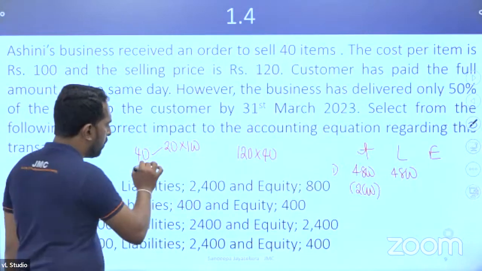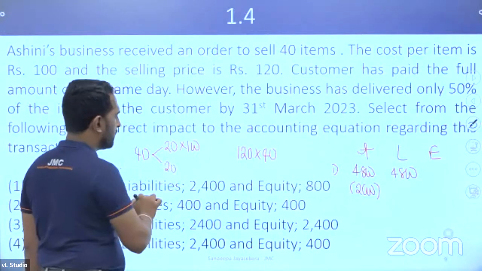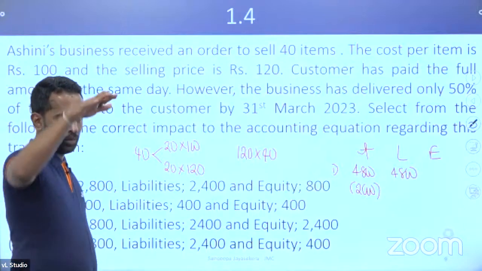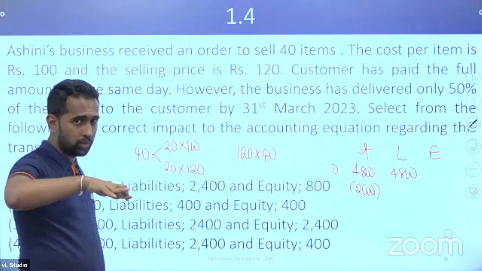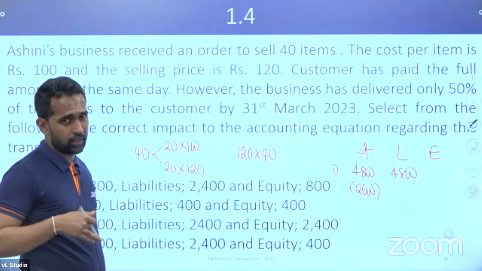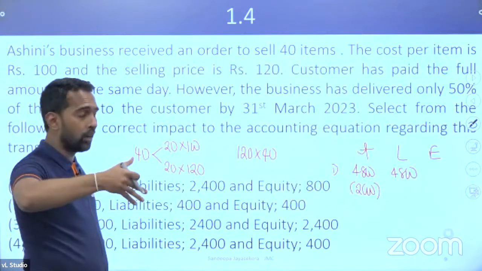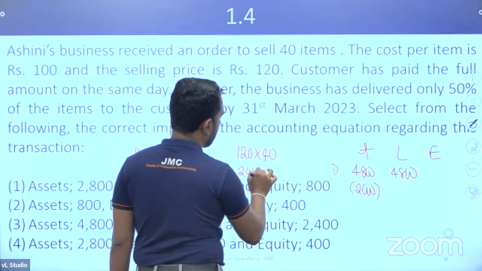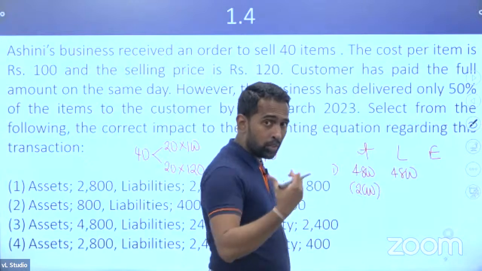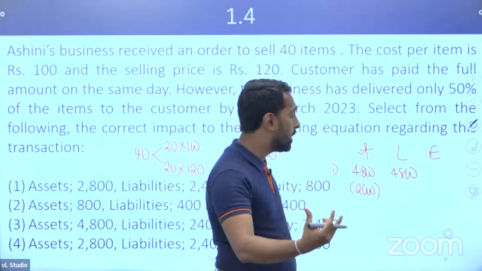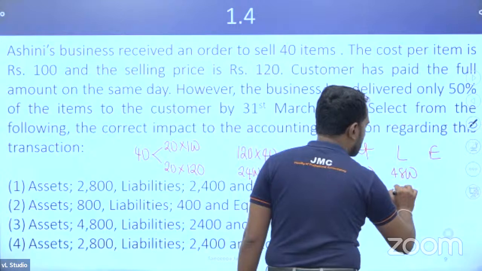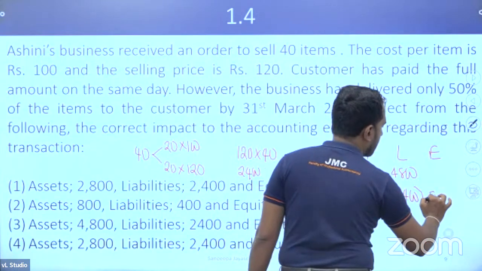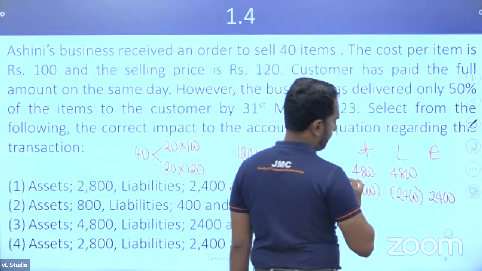And now, since you have delivered 20 items, you can recognize that income. 20 into 120 is 2,400. The amount received, I have put under the income received in advance. From this, I can remove 2,400 from here, and I can recognize that in the equity, right?